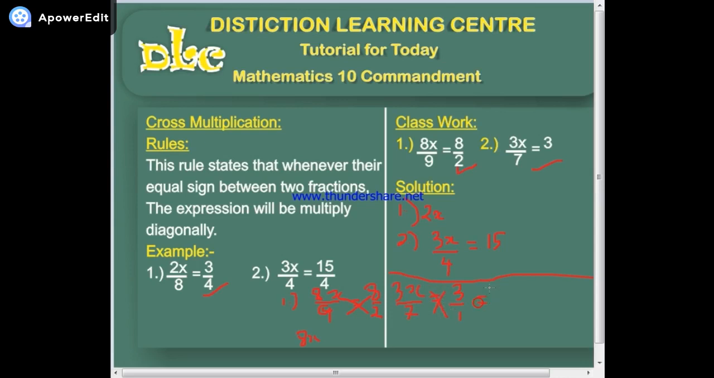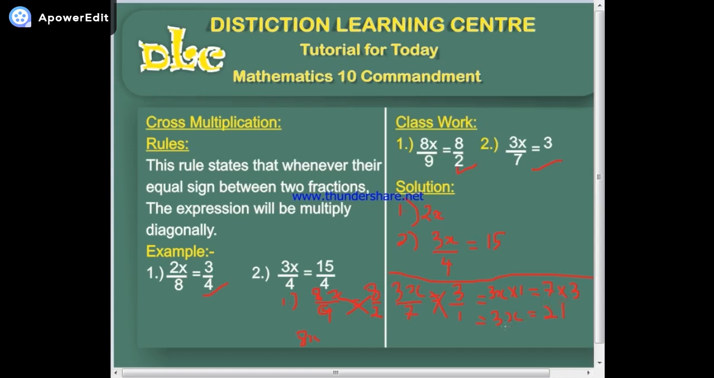3x times 1, that is 3x, equal to 7 times 3. So 3x times 1 will give us 3x, and 7 times 3 will give us 21.